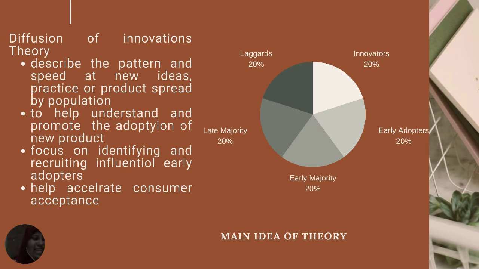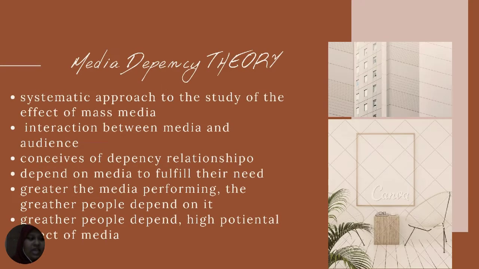The next one is the late majority. After the general people accept the product, they will also give their support. The last one is the laggard, the people who are left out in adopting new innovative products and new ideas from general people. Okay, the next one is media dependency theory.